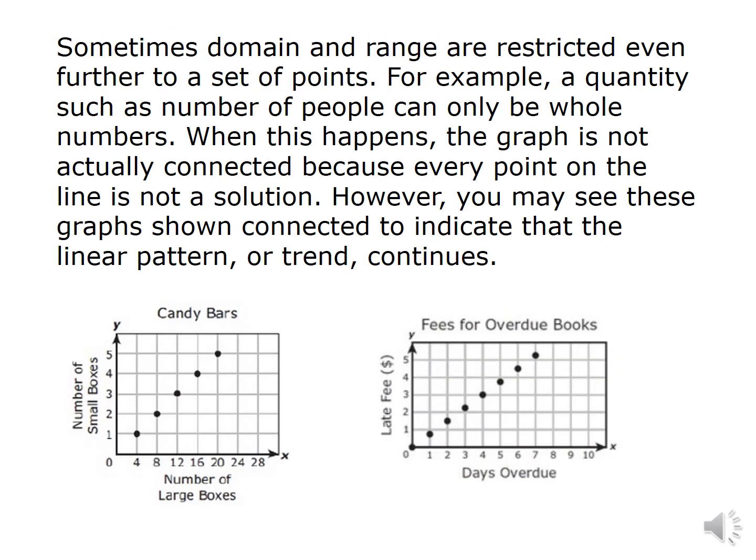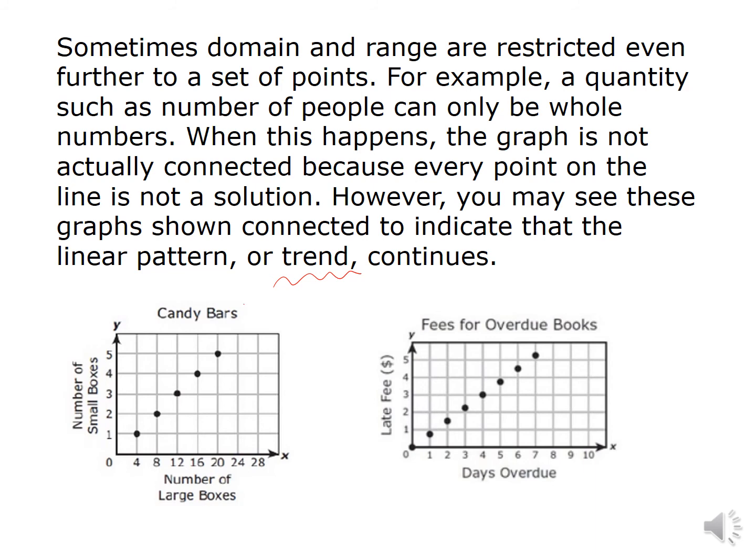Okay. Other restrictions come when you have to be restricted to just points. For example, a quantity such as the number of people can only be whole numbers. When this happens, the graph is not actually connected because every point on the line is not a solution. However, you can see that these graphs are shown connected because you're trying to show the trend. So this is an example.